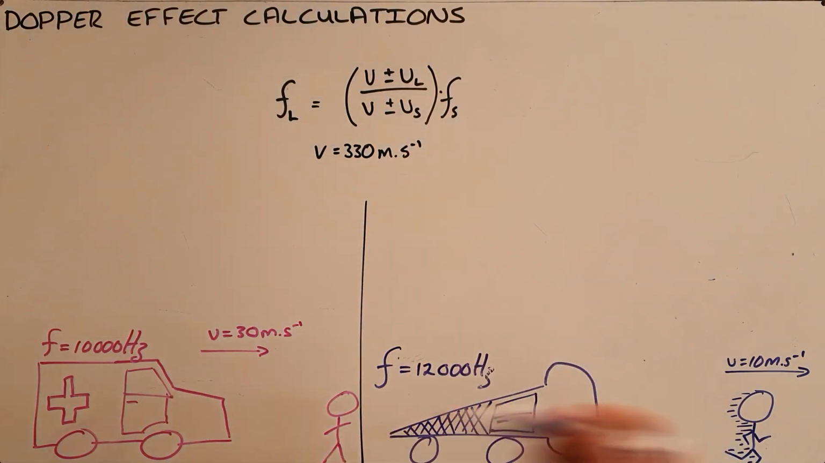This refers to whether it is the source or the listener that is moving. So there are two examples that we're going to do to illustrate this. The first one is an example of an ambulance that is traveling towards a stationary observer at 30 meters per second while emitting a frequency of 10,000 hertz.